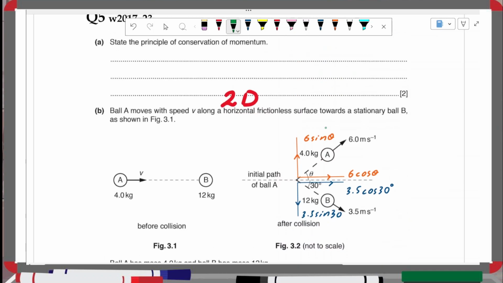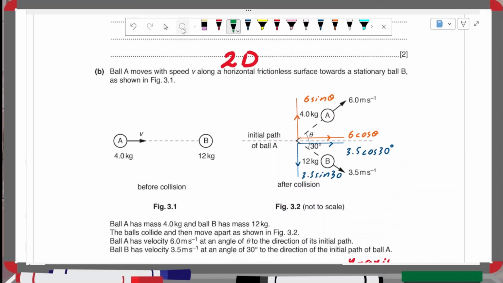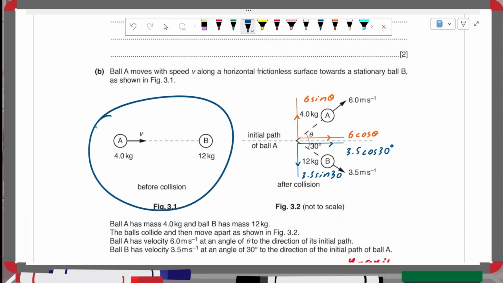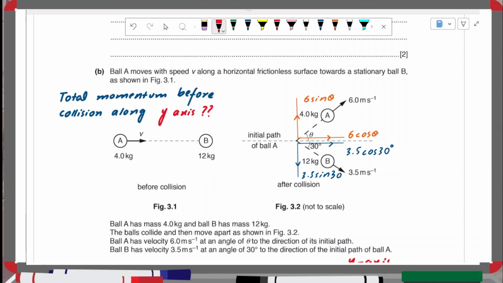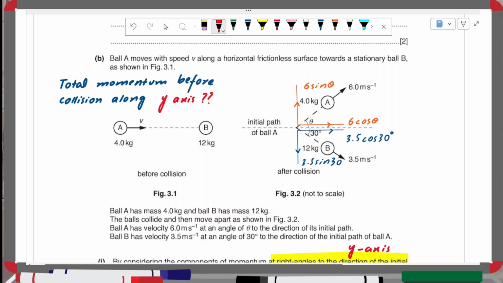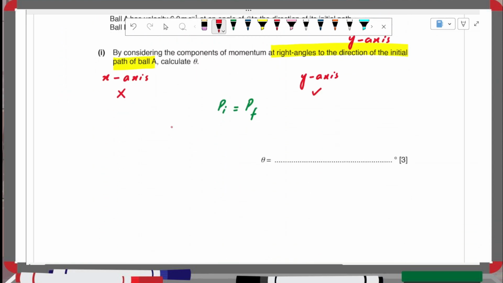So what is the situation before the collision? Well, before the collision, it looks something like this. And how do we know? You see, it is given on the diagram. The object is moving along the x-axis. So if something is moving along the x-axis, it has no momentum along the y-axis. So the initial momentum along the y-axis is 0. This is what we get from the first part. Good job.